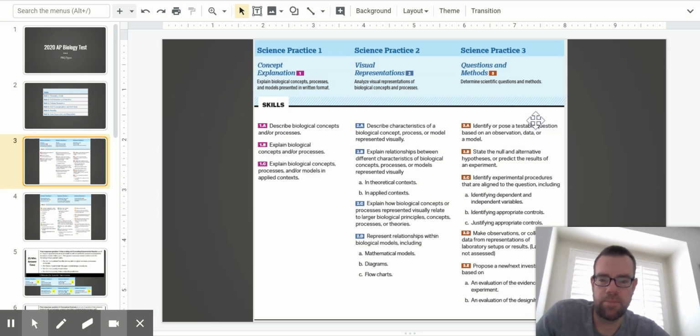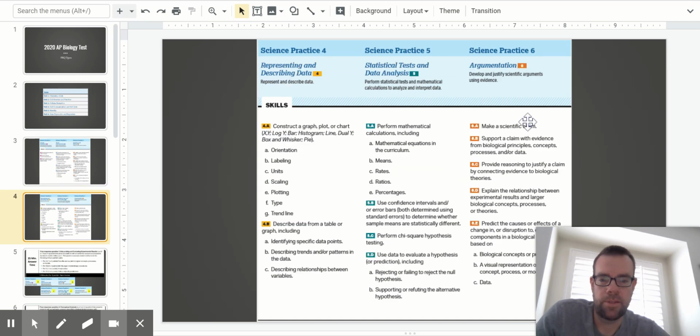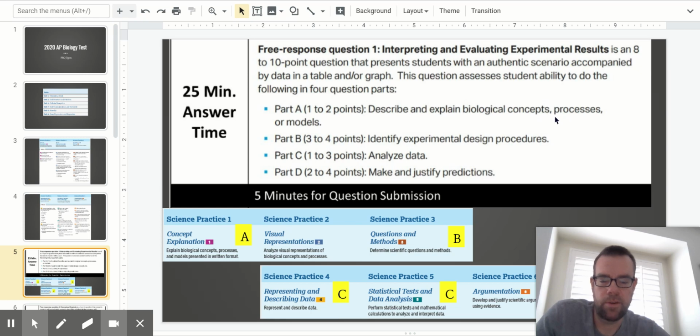We're going to be going through the science practices briefly today because this is where you're going to be assessed on the FRQs. There are 6 science practices. We'll go through those in a minute. The FRQs this year, there are 2 of them. The first one is a 25-minute, 10-point question that will be about 65% of your grade. That question has 4 parts.